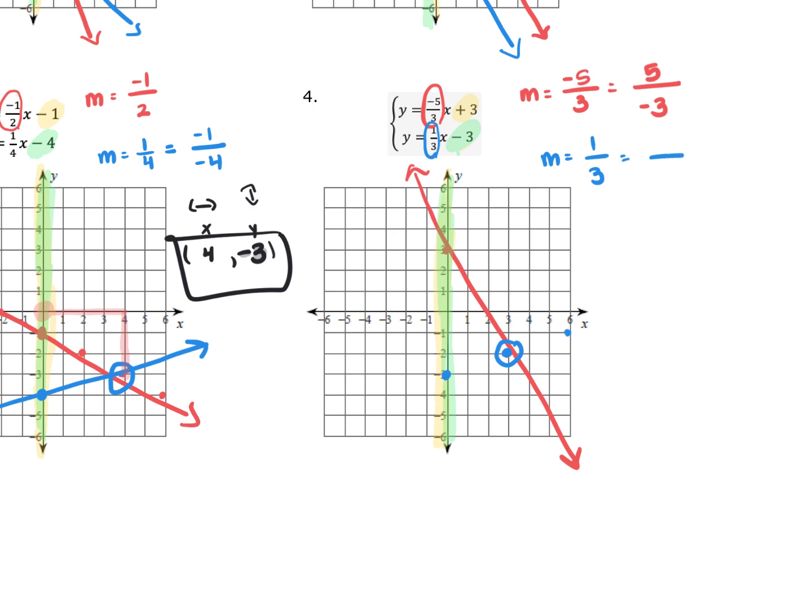Notice both of those are positive, so now they're both going to be negative. So from my original point on -3, I'm going to go down 1 and then to the left 3. Down 1, to the left 3. And then I'm going to connect those points.